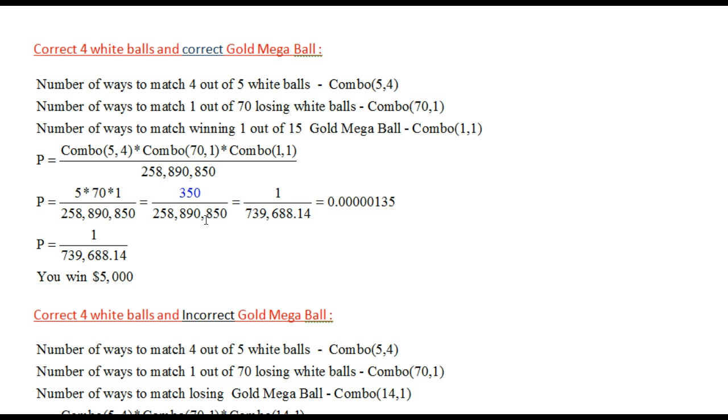And if I divide that into our total combinations, I get 1 over 739,688.14. And if I divide that into 1, I get the odds of winning. Okay. And the odds are getting better because I'm getting some incorrectly. So if you look at the online page, you'll see that that's what they list. And if you get that correctly, you win $5,000.